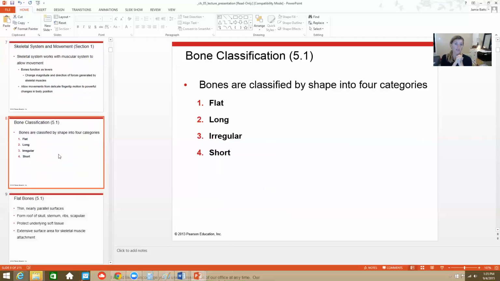Let's talk about how bones are classified. 4 main ways. They can be flat, they can be long, they can be irregular, or they can be short. Irregular is kind of like the catch-all. It's like, it's not flat, long, or short. No, we'll just call it irregular.